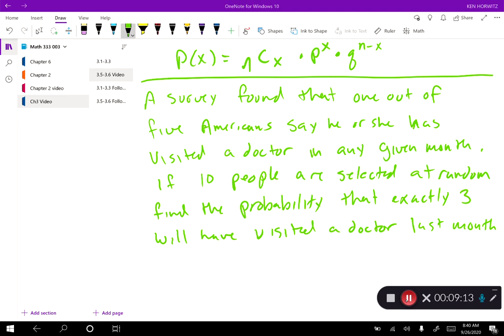All right, welcome back. Here's our first example. A survey found that 1 out of 5 Americans say he or she has visited a doctor in any given month. If 10 people are selected at random, find the probability that exactly 3 will have visited a doctor last month. So this is a binomial experiment because they either have visited a doctor or have not. So there are 2 outcomes. There are a fixed number of trials because we only have 10 people. And the probability is the same for each trial.